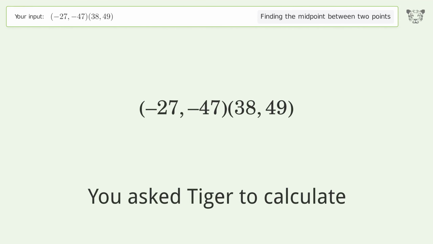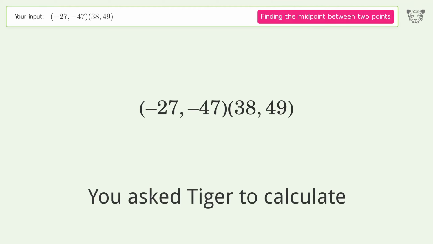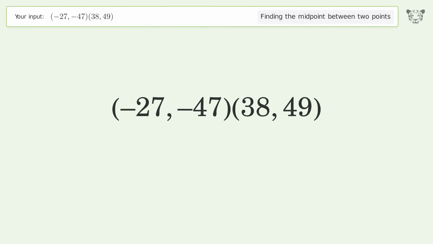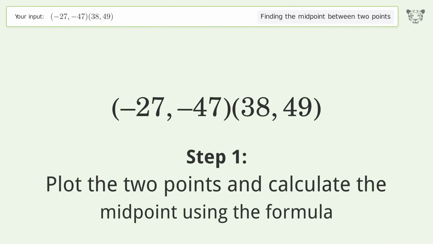You ask Tiger to calculate. This deals with finding the midpoint between 2 points. The midpoint between the 2 points is 5.51. Let's solve it step by step. Plot the 2 points and calculate the midpoint using the formula.